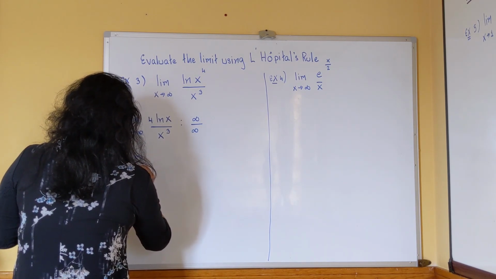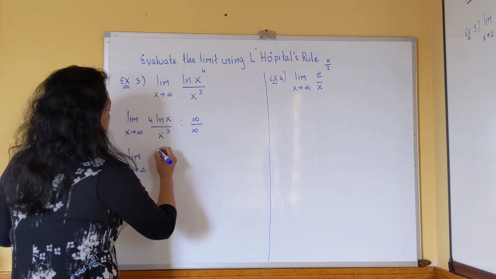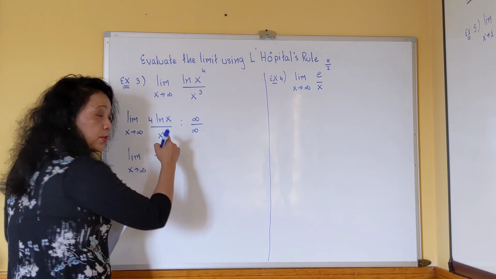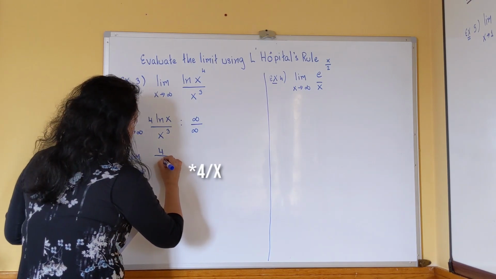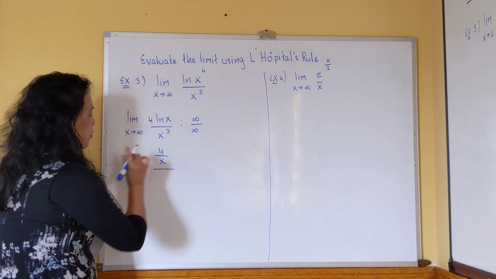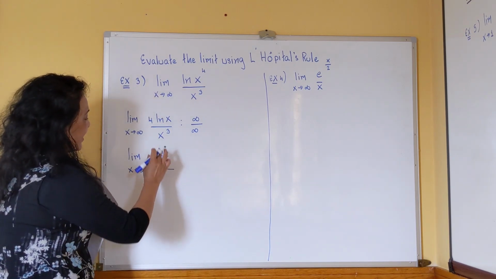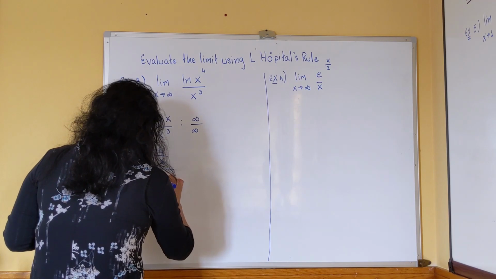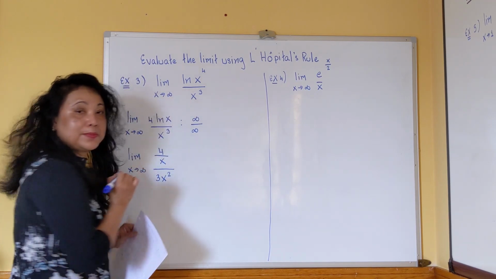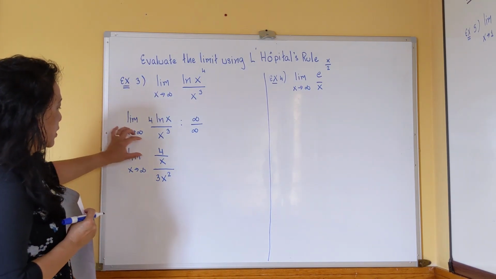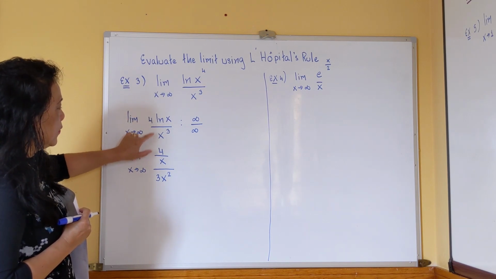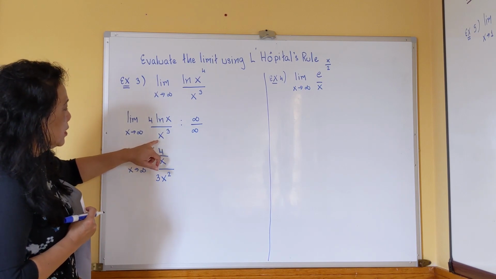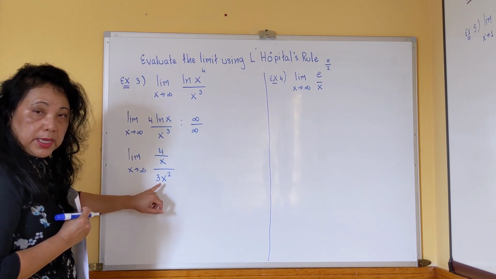The derivative of 4 is just 0. The derivative of ln x is 1 over x, which is 4 over x. And then the derivative of x cubed will be 3x squared. That's the derivative of the numerator: 4 is just 4, the derivative of ln x is 1 over x, and the derivative of x cubed is 3x squared.